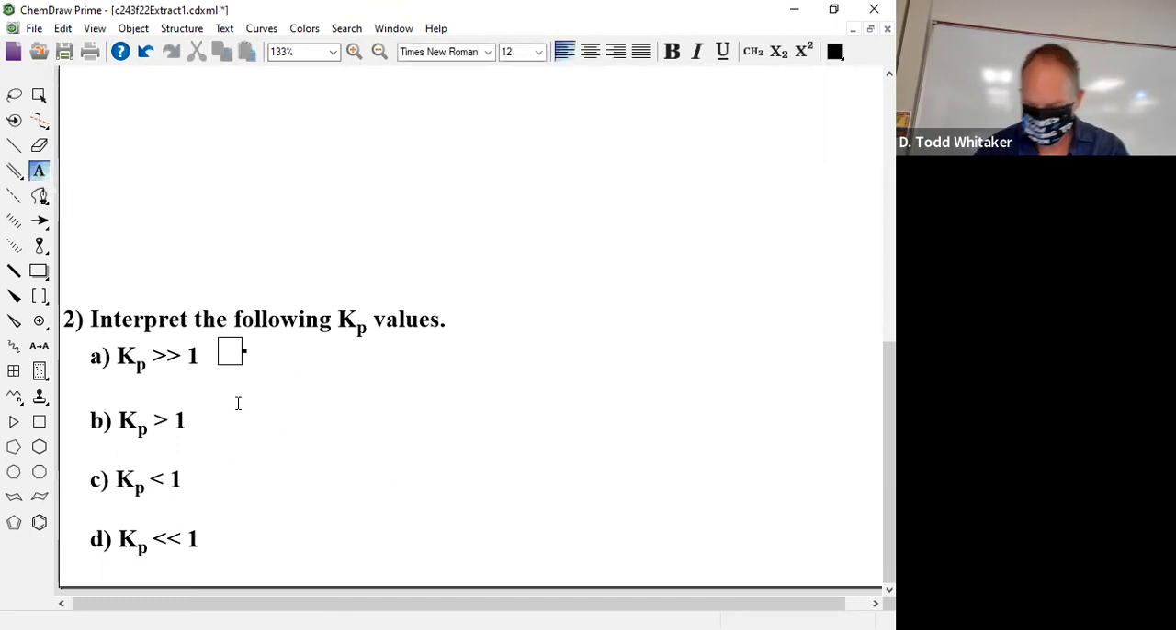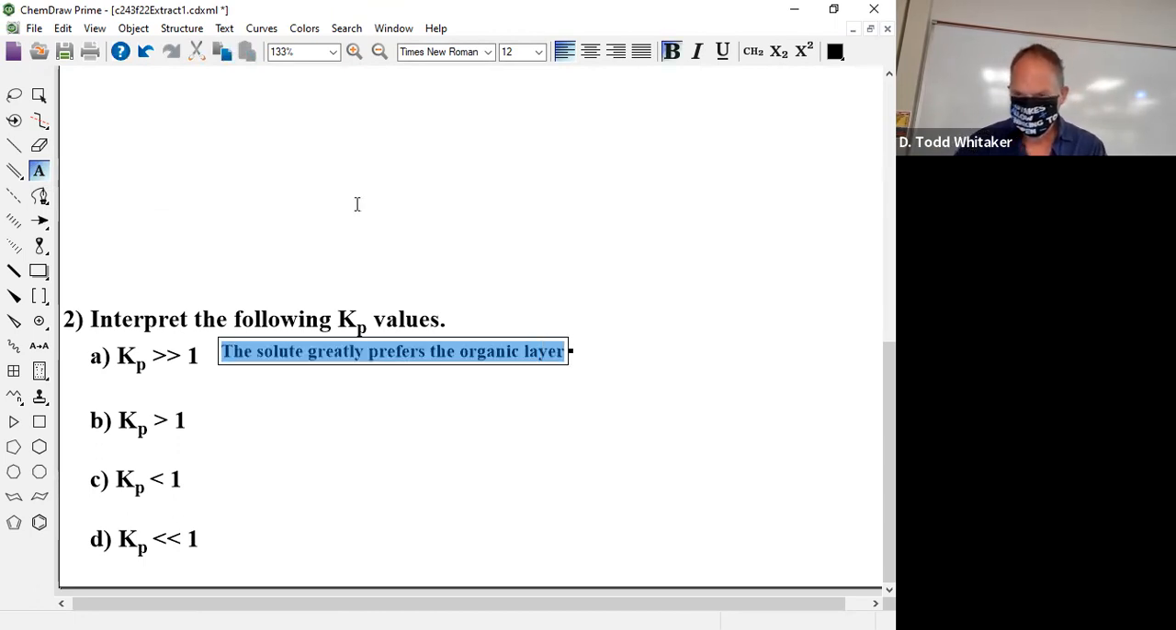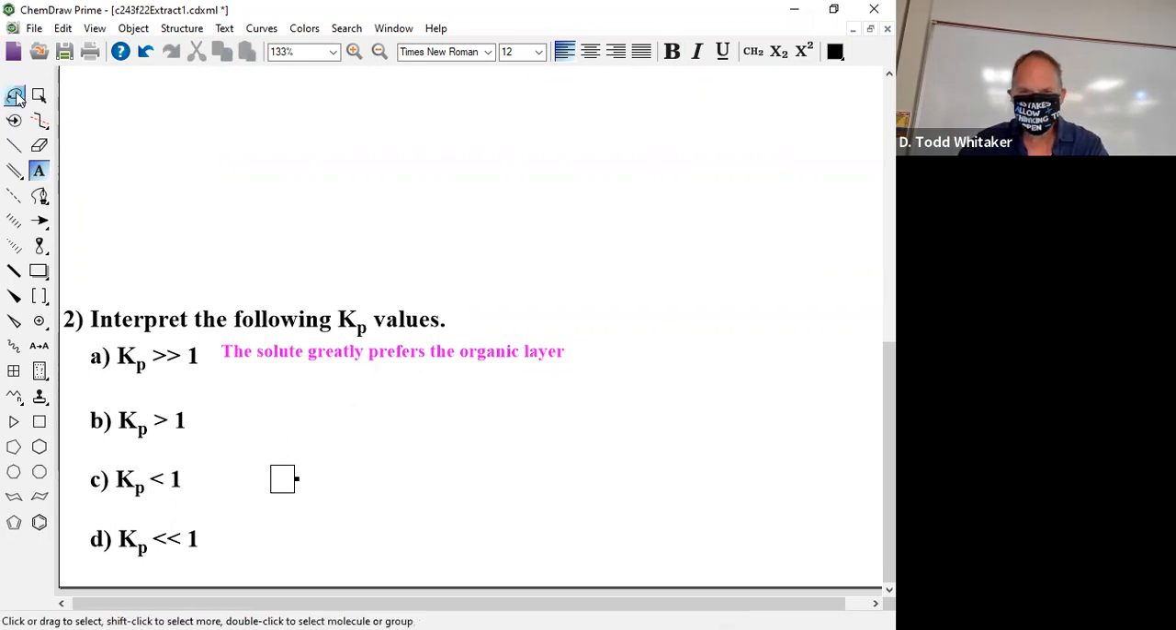That means the solute greatly prefers, which layer was it again? The organic layer. Make it stand out a little bit here. Getting used to this new ChemDraw on this computer. All right, here we go. Solute greatly prefers the organic layer.